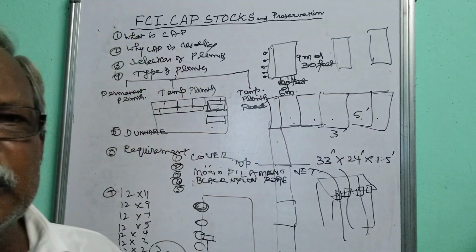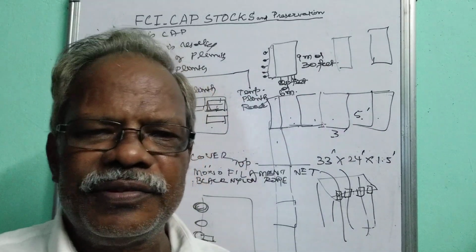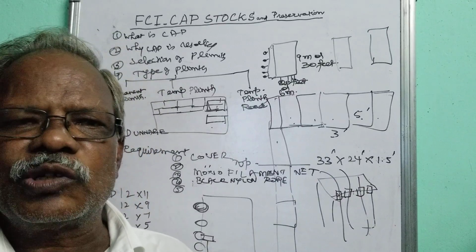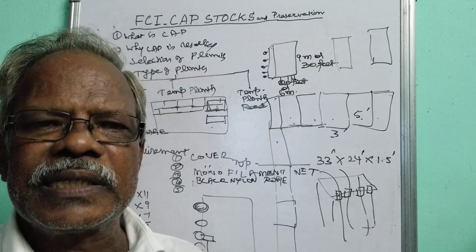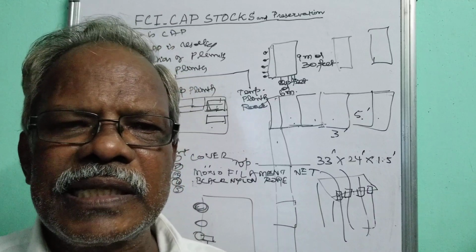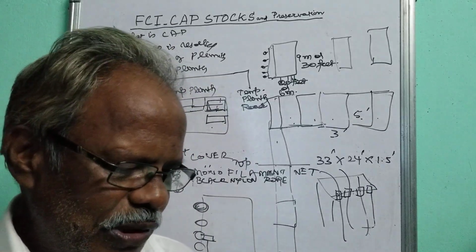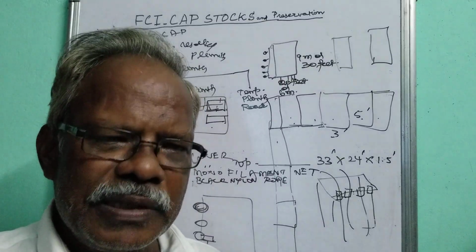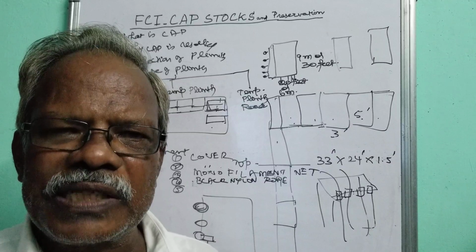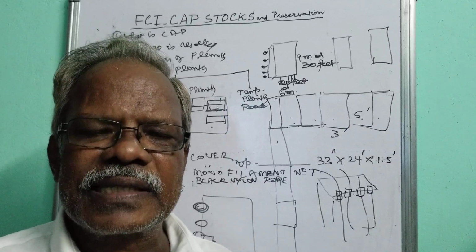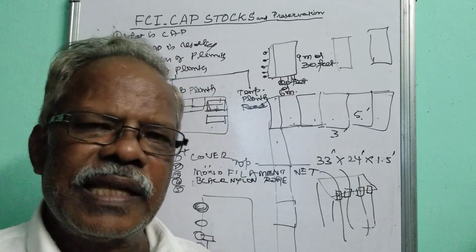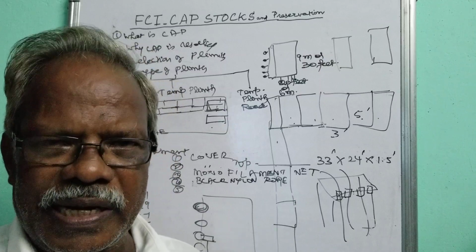Then curative treatment. Suppose the preventive treatment does not give the desired result and the infestation is on the higher side, then we have to go for fumigation with aluminum phosphide, 3 tablets per ton. Since it is open storage, the floor may absorb some of the phosphine gas. For that we have to add 20% extra. Suppose 300 tablets are required, then 60 tablets have to be additionally provided.